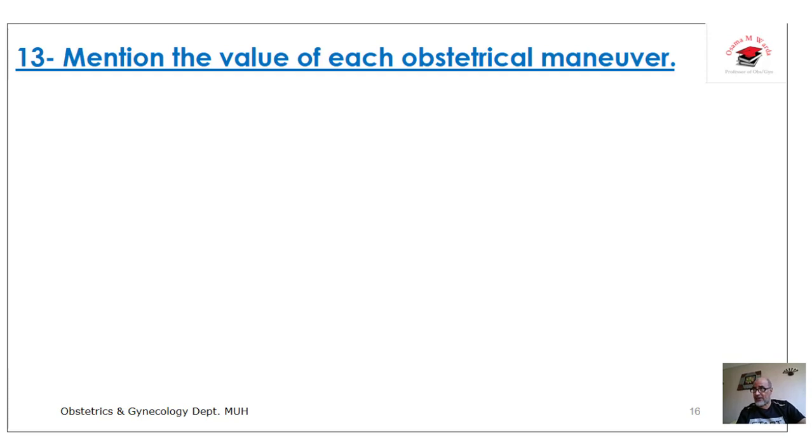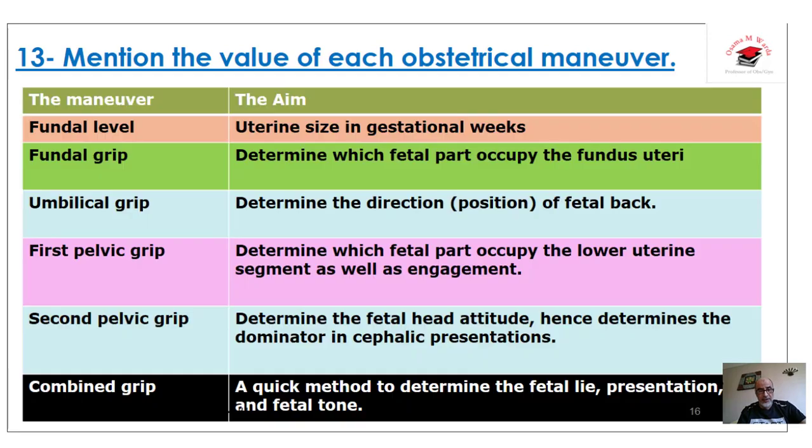The last maneuver is the second pelvic grip. It is done only in cephalic presentation to determine the fetal head attitude, whether flexed or extended, by trying to palpate the sinciput and the occiput. The occiput is identified by that bone in the direction of the back, determined by the previous umbilical grip.